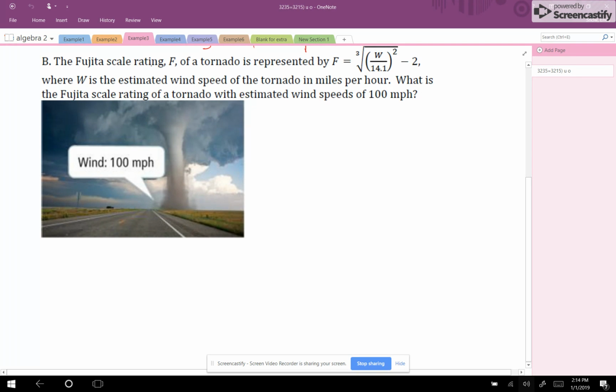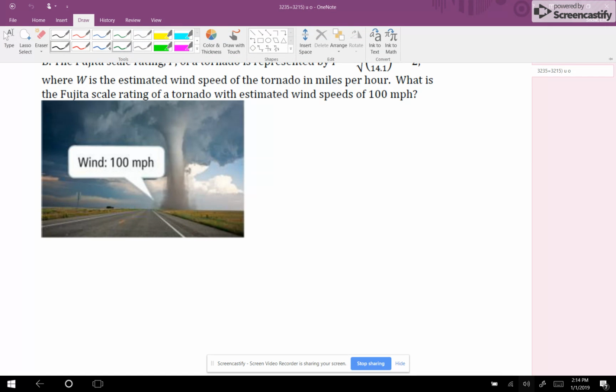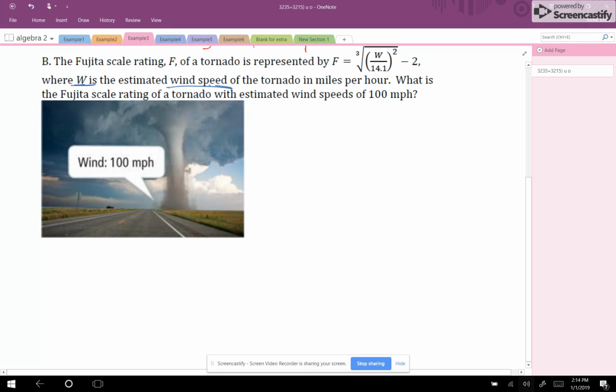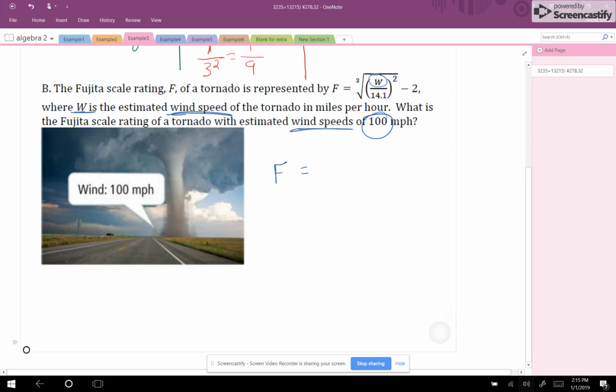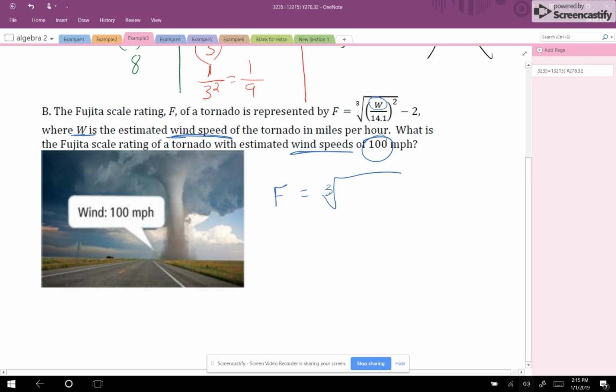Okay, so the Fujita scale, or rating F of a tornado, is represented by this expression, where W, this is the important part, they're telling us that W is the wind speed of the tornado in miles per hour. What is the Fujita scale rating of a tornado with wind speeds of 100? So we're going to take that 100 and we're going to put it into our expression. So we're going to say F, our Fujita scale, is going to be the cube root of 100 over 14.1 squared minus 2. This is gross, guys.